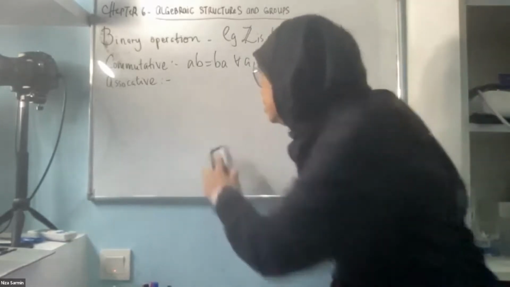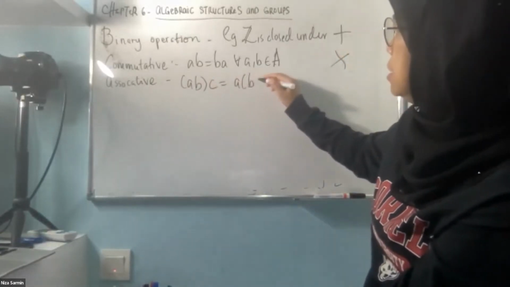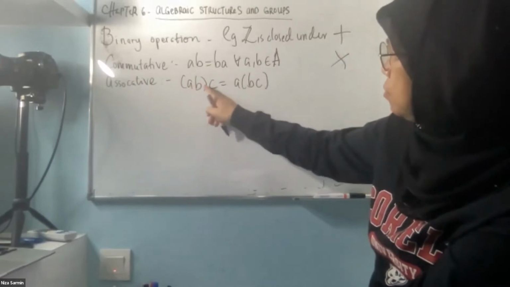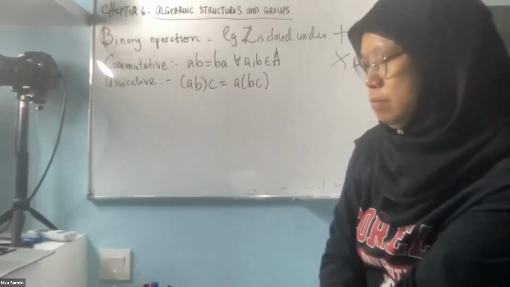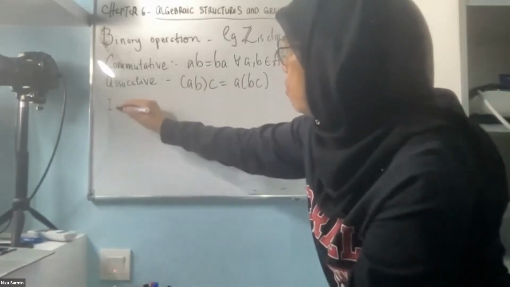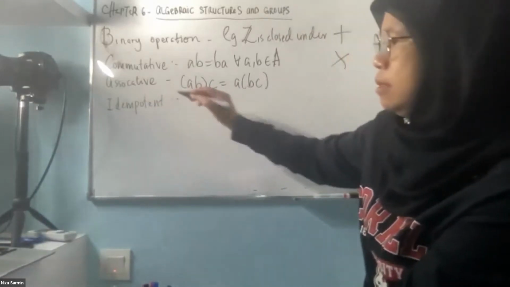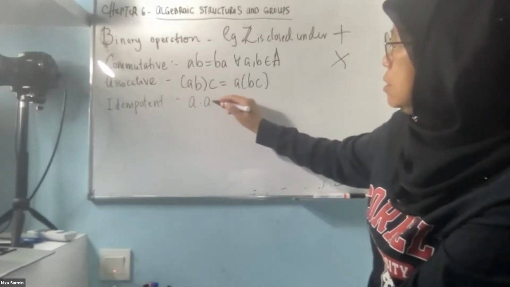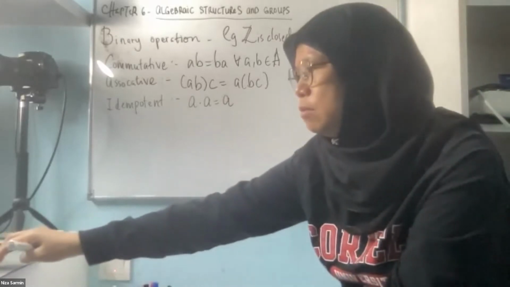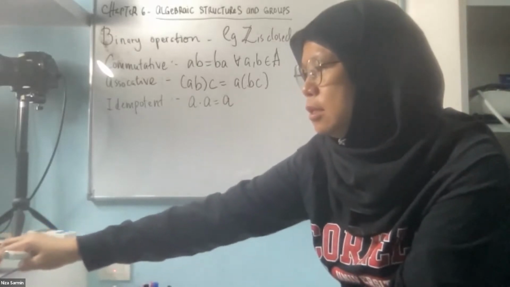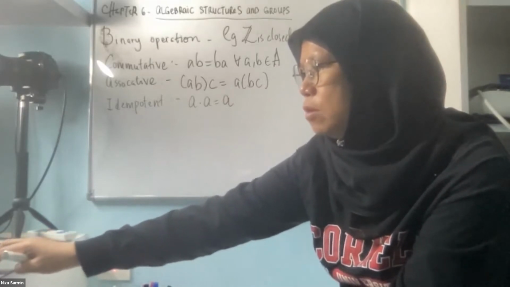Associative means (AB)C is A(BC). There is a dot here, but I didn't put that. As before, we have seen idempotent, right? It means A times A is A. If you came through this, then you can see all the examples also.